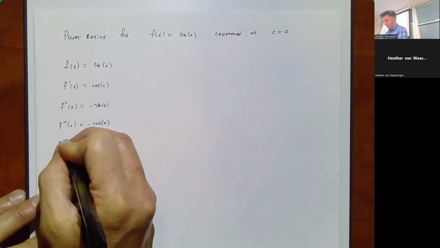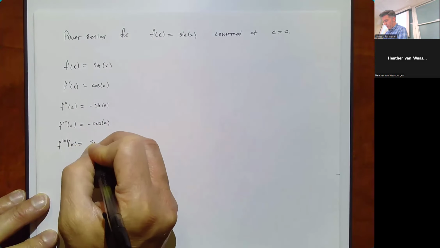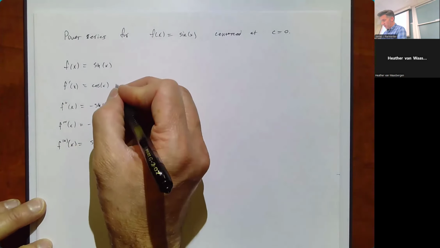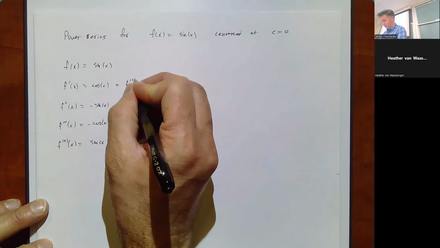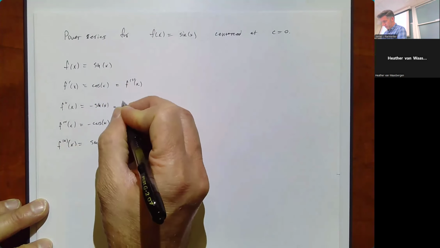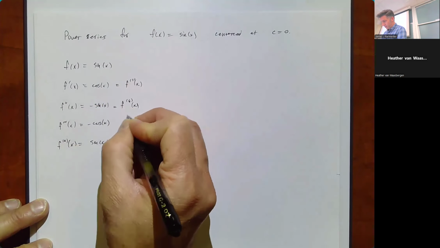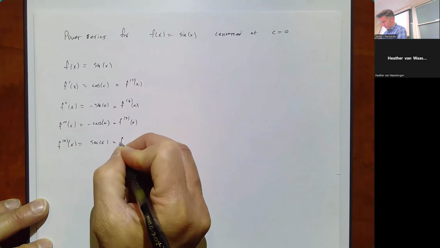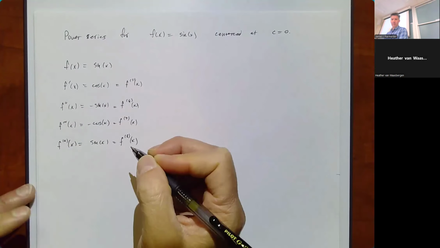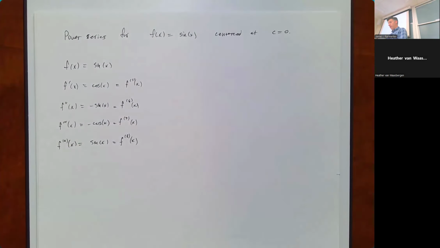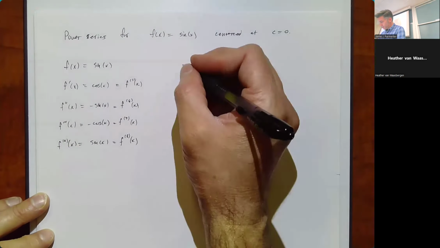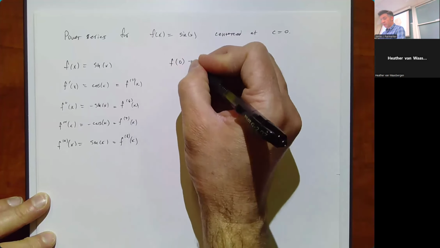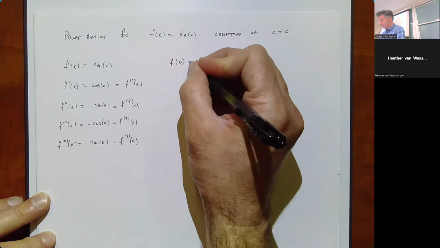The fourth derivative is positive sine of x. The fifth derivative is cosine of x. So you can even say this is equal to the fifth derivative, equal to the sixth derivative, equal to the seventh derivative, equal to the eighth derivative. And I think we can stop writing things down. And then we can see that f of 0, which is the center, is sine of 0, which is 0.